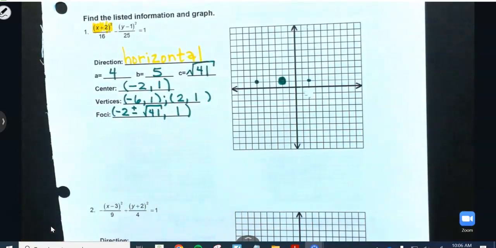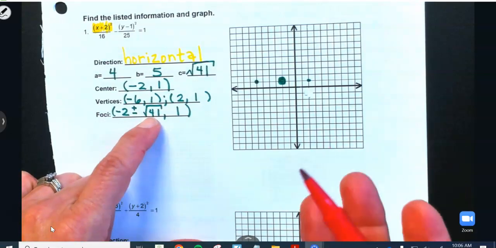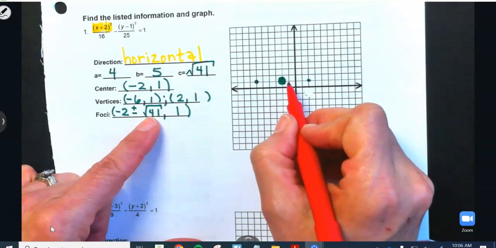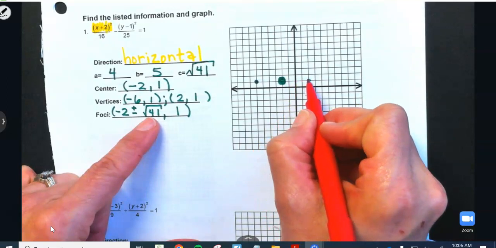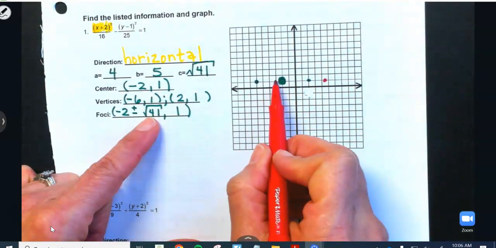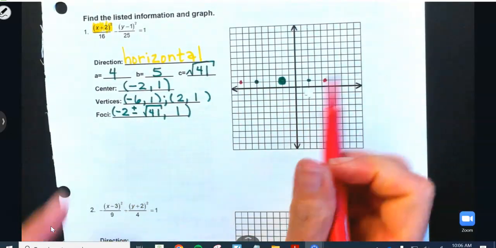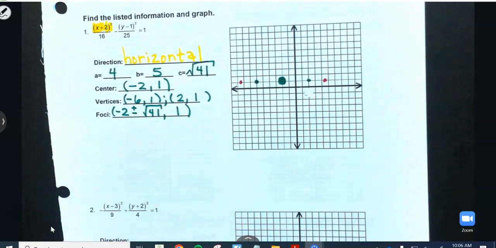Okay. Foci. Now we're going to go root 41 places away. Y'all remember root 41 is going to be 6 point something. So 1, 2, 3, 4, 5, 6 point something. Okay, so there you go, guys. Everything is in a horizontal line. Makes sense because it's a horizontal hyperbola.